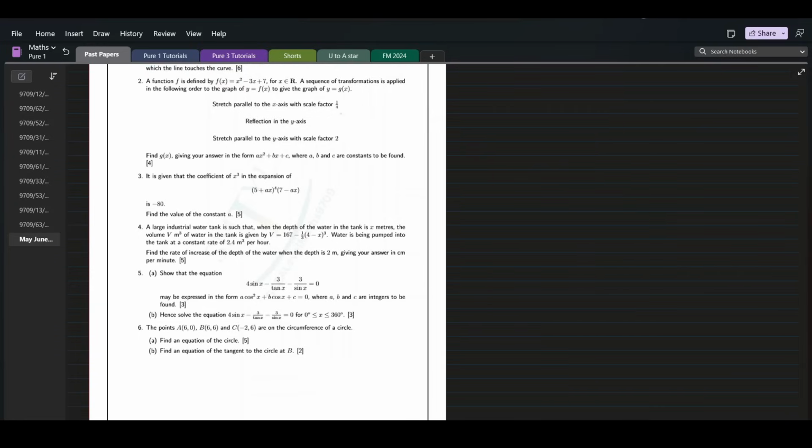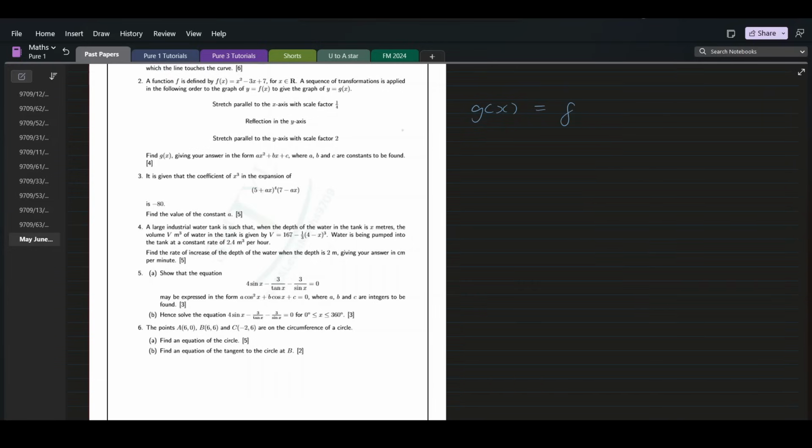Let's move on to question number 2. A function f is defined by f of x is equal to x squared minus 3x plus 7 for x is an element of all real values. A sequence of transformations is applied in the following order to the graph of y equals f of x to give the graph of y equals g of x. So first we have a stretch parallel to the x-axis with scale factor 1 over 4. Okay, so we are looking for an expression of g of x in terms of f of x.